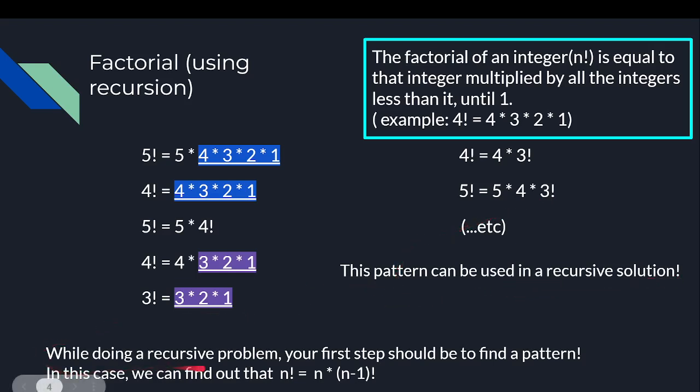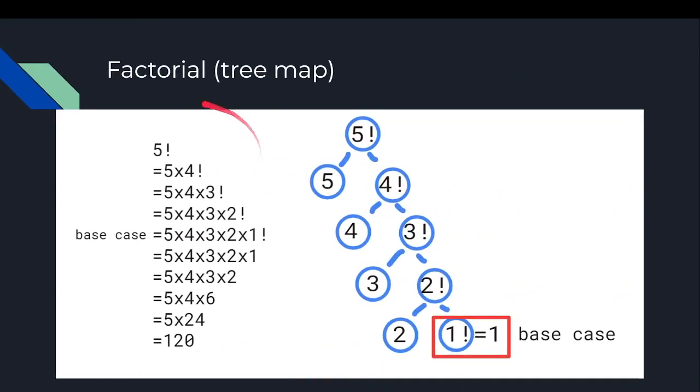While doing a recursive problem, your first step should be to find the pattern. In this case, we can find out that n factorial is equal to n times n minus 1 factorial. Here's a diagram of the factorial function.